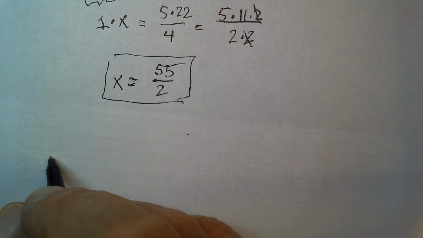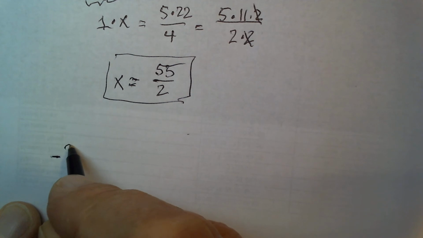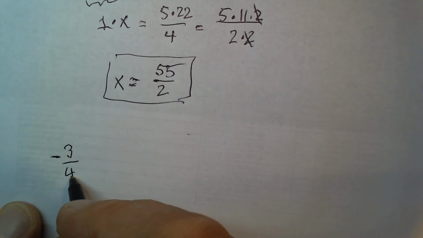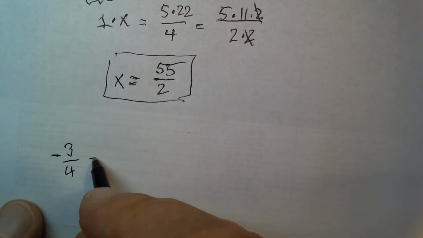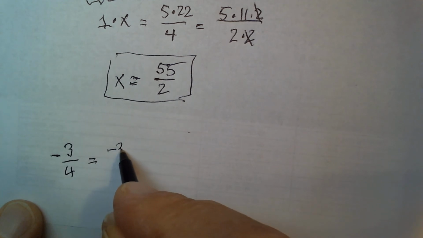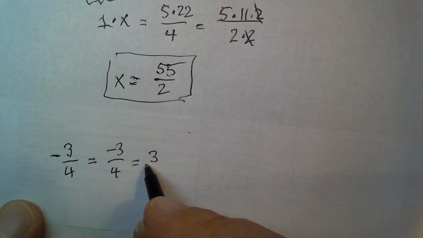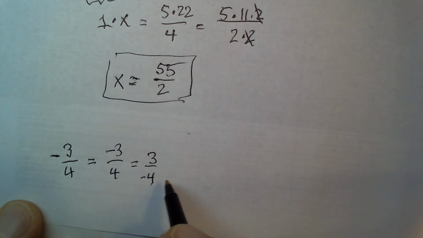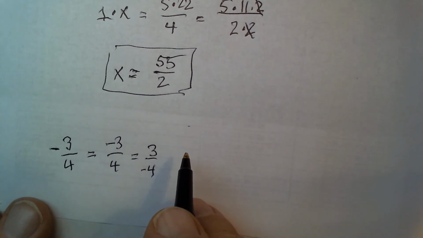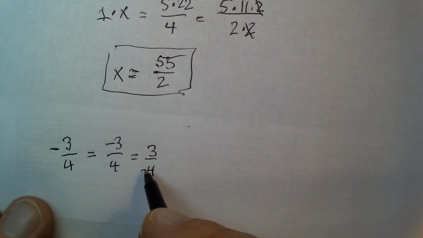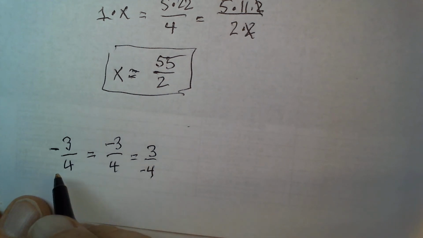And so, for example, minus 3/4 is equivalent to writing this as minus 3 divided by 4, or 3 divided by -4. Okay, so it's all equivalent. And depending on how you want to use a fraction, it depends which one you use.